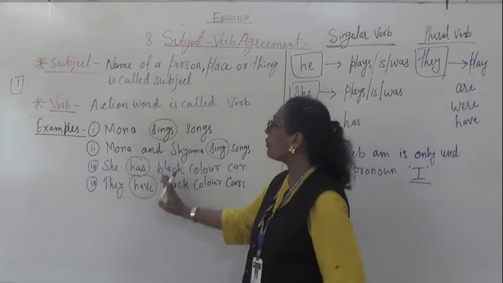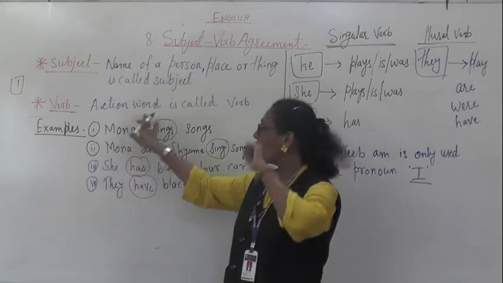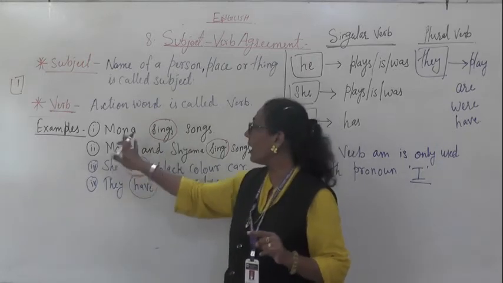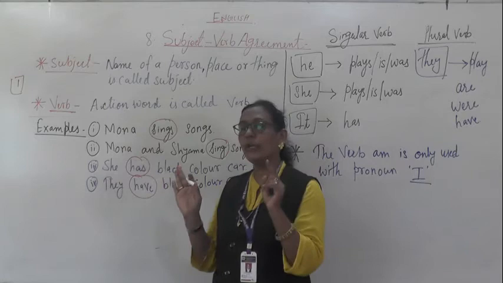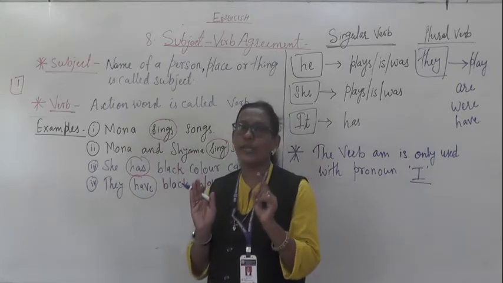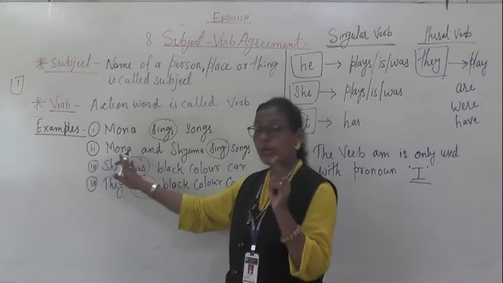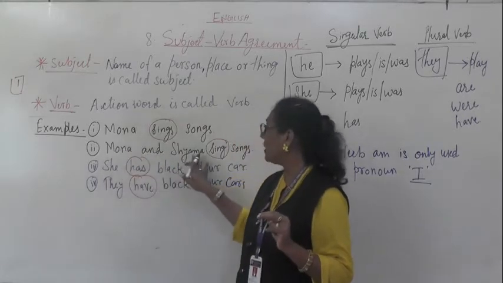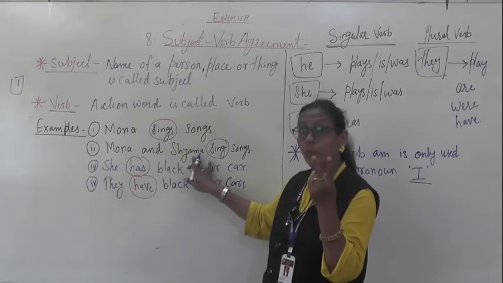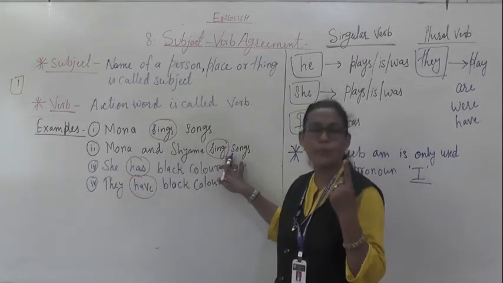You can come to know that when the subject is in singular form, the verb is also in singular form. When the subject is plural, what is meant by plural? Plural is more than one. So here two girls are there, Mona and Shama. So the subject is plural, and the verb is also plural.